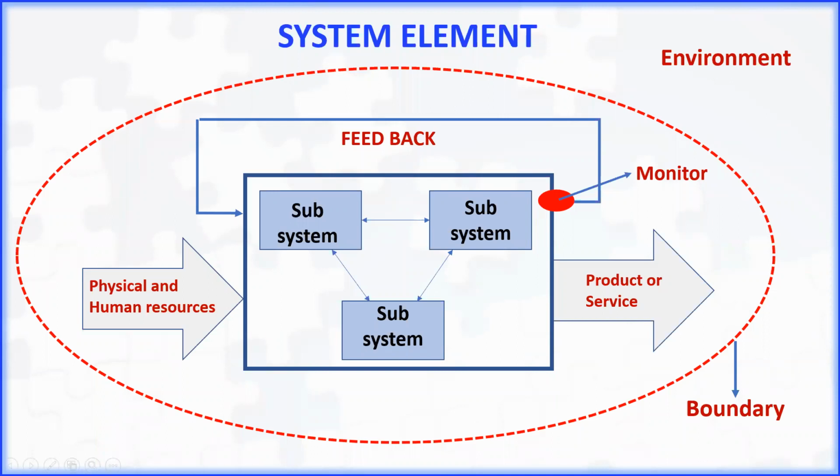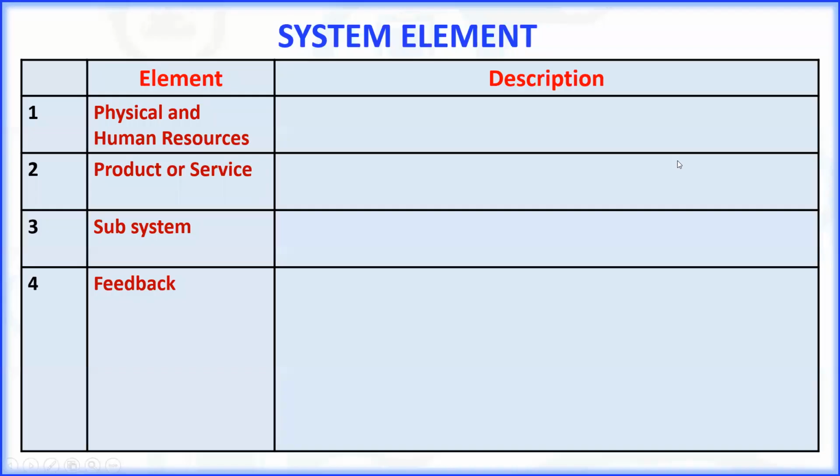Right, I think you have finished drawing the diagram here. Then I am giving the note for each element here. System element, then you will be able to describe this one. Physical and human resources mean these are the things that are input to the system. Physical and human resources. Right. At the same time, you can write down the note also.